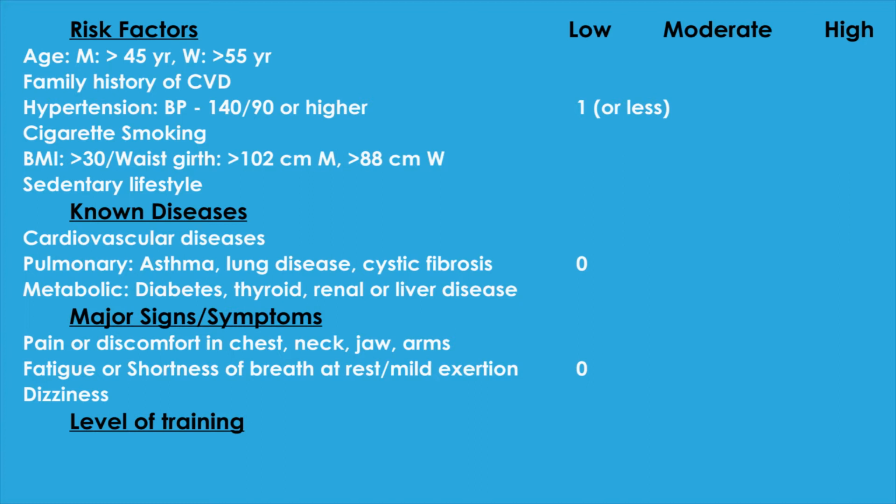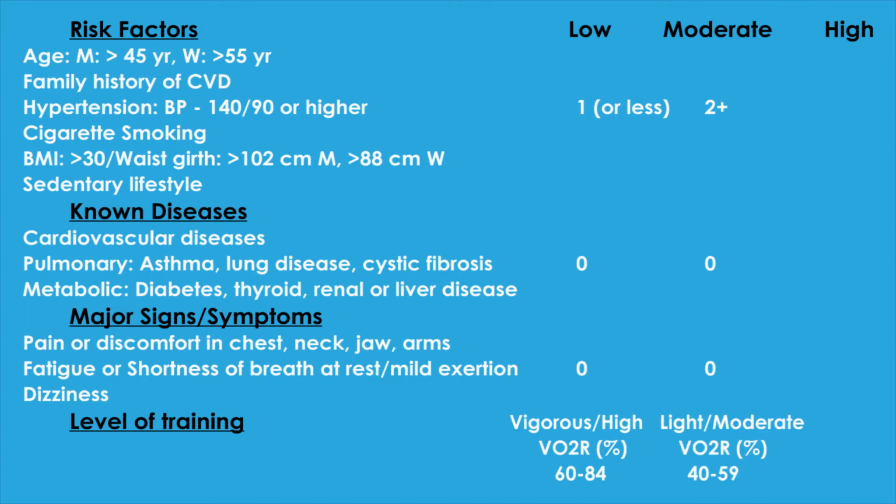A person at this level may participate in aerobic physical activity or exercise up to a vigorous or high intensity level. A person is considered at moderate risk where there are 2 or more cardiovascular disease risks, but no signs, symptoms, or diagnosis of cardiovascular, pulmonary, or metabolic diseases. A person at this level may participate in aerobic physical activity or exercise at a light or moderate intensity level.